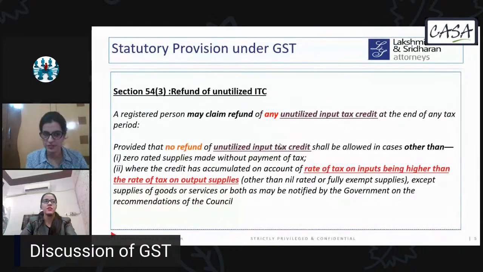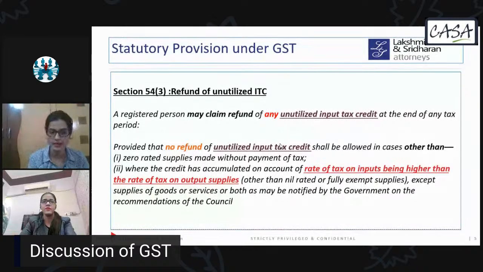So if we analyze this provision, we can see there is a main enabling provision which says a registered person can claim refund of any unutilized ITC at the end of tax period. Then there is this proviso which curtails this benefit to only those situations where the credit has accumulated on account of rate of tax on inputs being higher than the rate of tax on output supplies. So this proviso basically determines the eligibility criteria: once your rate of tax on inputs is higher than your rate of tax on output and you have certain accumulated ITC, then you can claim credit of any unutilized ITC, be that ITC related to input service or input goods. So there is no distinction in the enabling provision of this section. However, there is distinction only with respect to the proviso given there. So this is the one thing which should be kept in mind.